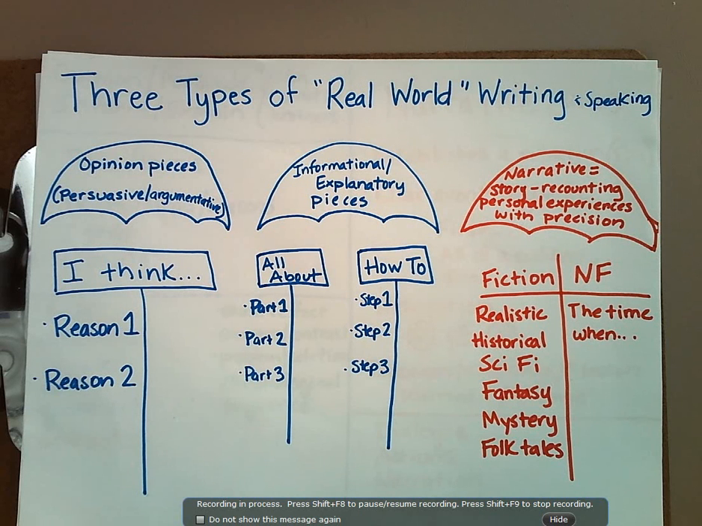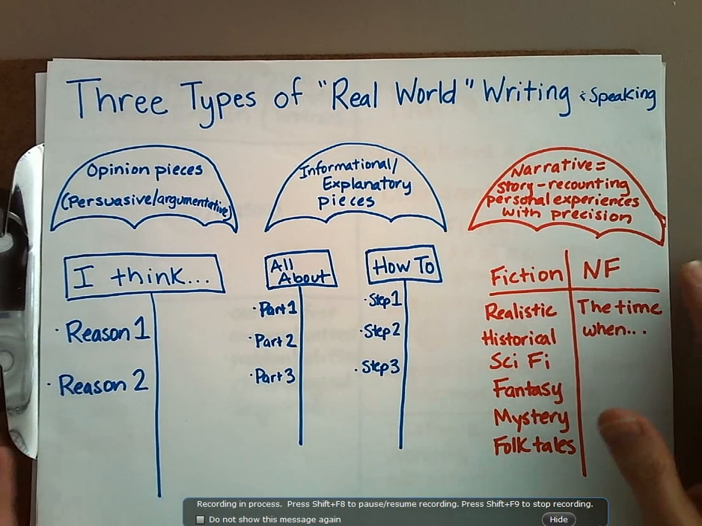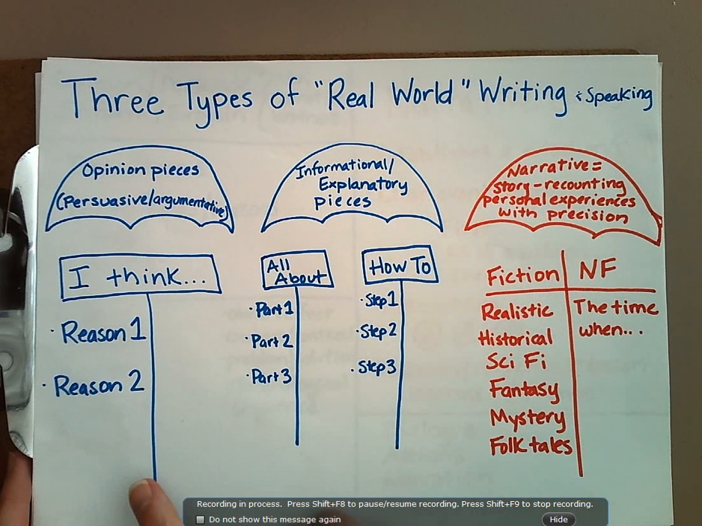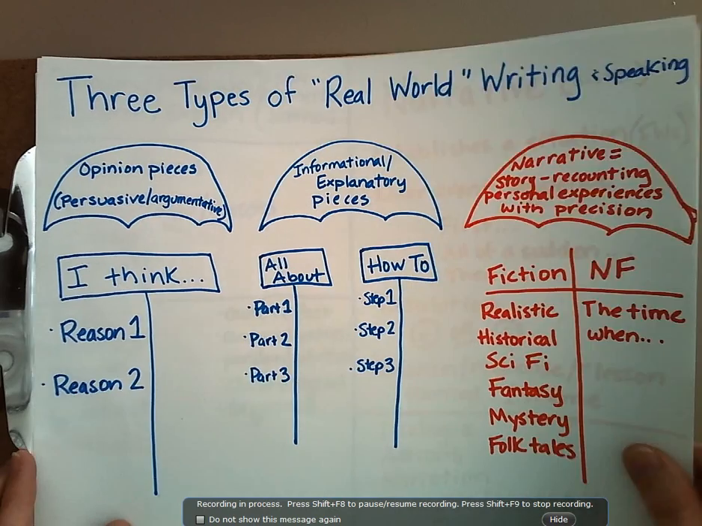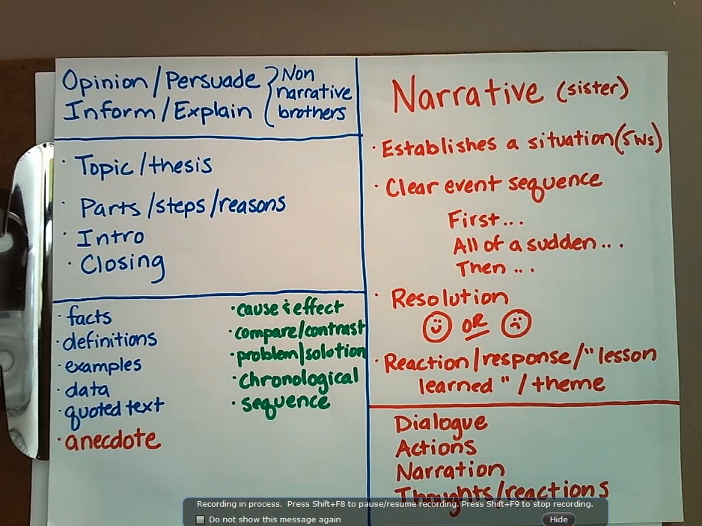Okay, writers. Last class, we looked at the three types of real-world writing and speaking. So we discussed opinion pieces, informational and explanatory pieces, and narrative pieces. And we talked about how our opinion, persuade, and inform, explain essays are really similar. So we call them our non-narrative brothers, and then we have our narrative sister over here.